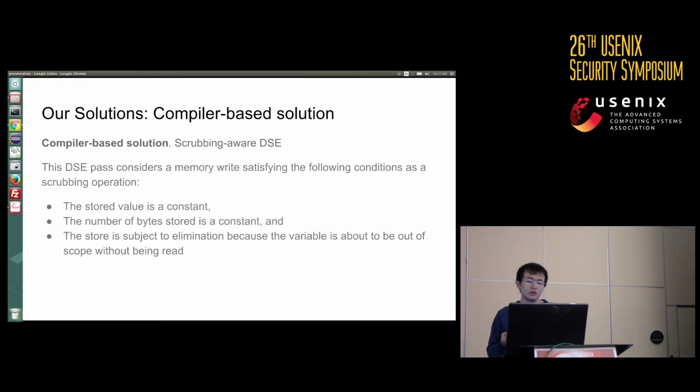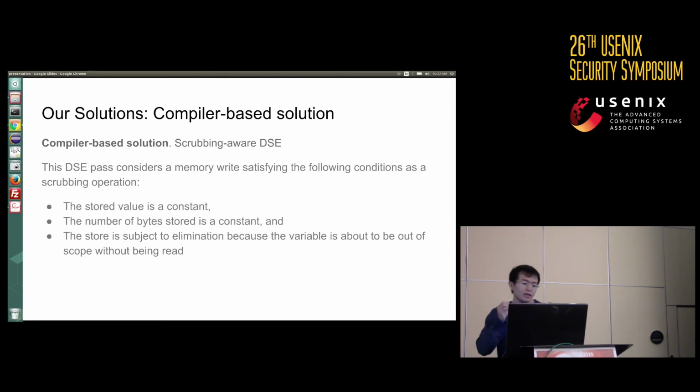Our compiler-based solution is a scrubbing-aware dead store elimination pass. Our observation is that a scrubbing operation satisfies the following conditions. First, the stored value is a constant. The number of bytes stored is also a constant. And the store is subject to elimination because the variable to be written is about to go out of scope without being read. So our DSE pass preserves all the stores that satisfy these conditions.